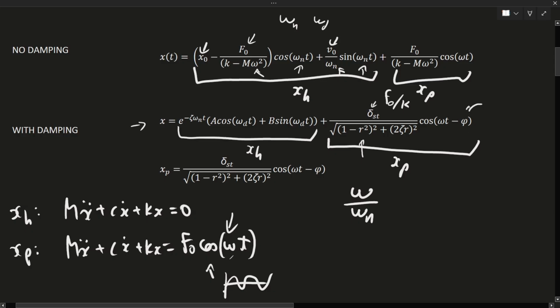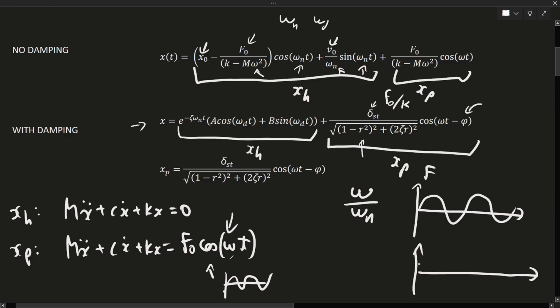This phi over here is called the phase lag. It's in degrees, all right? So if you have your force over here, for example, and it looks something like this, if there is damping, your system is going to look something more like this, all right?